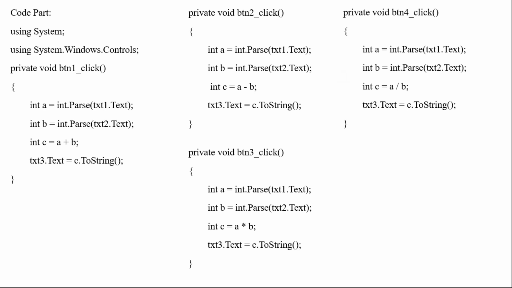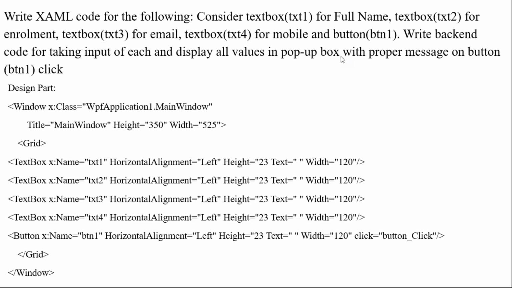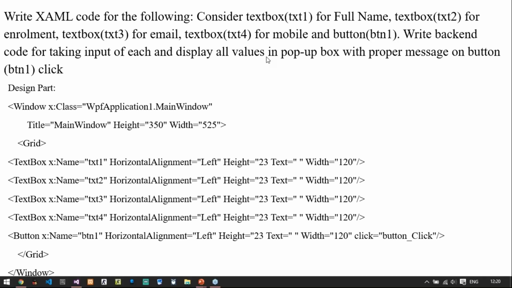Okay, fine. So moving on to the next, we have four text boxes, one for full name, second for enrollment, third for email, fourth for mobile, and one button called button 1. So I think you know this application very well. Take input for each of these controls and pop it up in a message box. That's it. So again, create a window tag, create four text boxes, one button, and its click event as button1_Click.